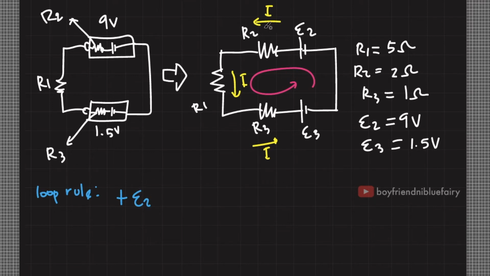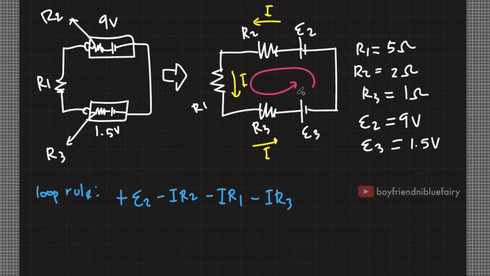Next, it will pass through R sub 2. My imaginary loop will pass through R sub 2 and it is along the direction of the current, so I'll have a potential drop. Next, my imaginary loop will pass through R sub 1 and it is along the direction of current, so I'll also have a potential drop. And finally, for R sub 3, my imaginary loop will pass through R sub 3 and it has the same direction as the current, so I'll also have a potential drop.